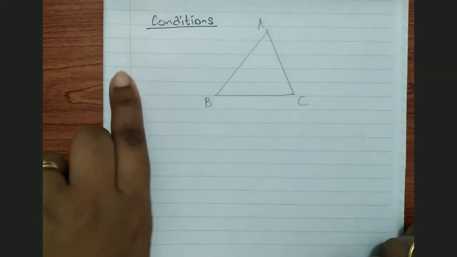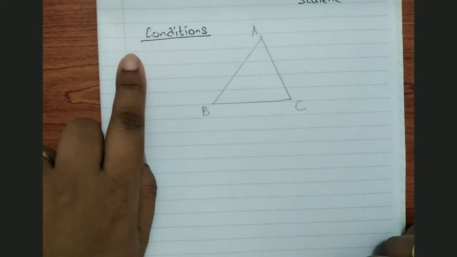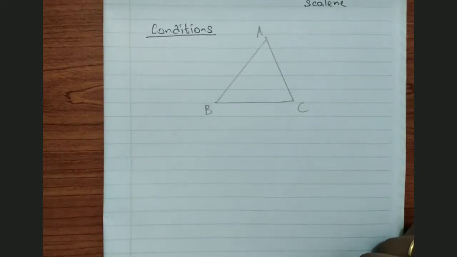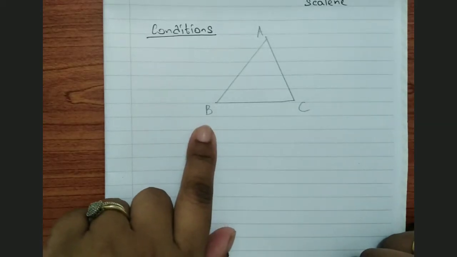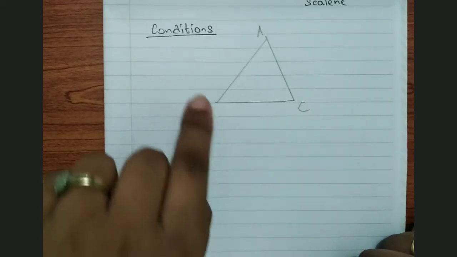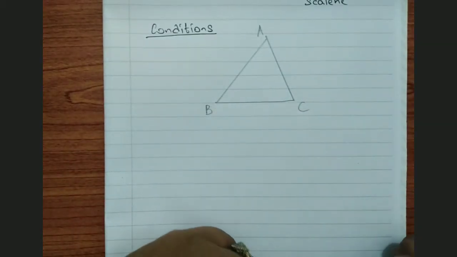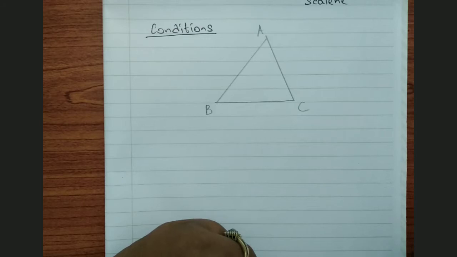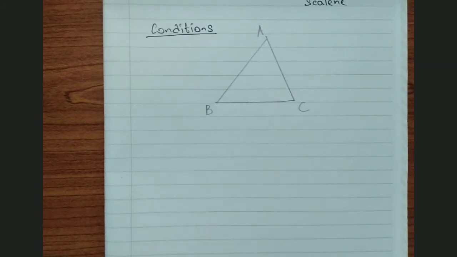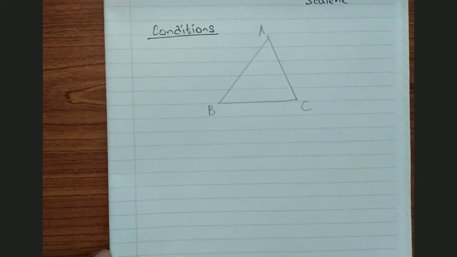So now we are going to look into the first topic, which is conditions of lines to draw triangles. Here I have drawn a triangle ABC. You know a triangle contains 3 line segments. So have you ever thought, can you draw a triangle with any type of line segments as its length? Does it have any conditions? Yes, we do have some conditions in order to draw a triangle.